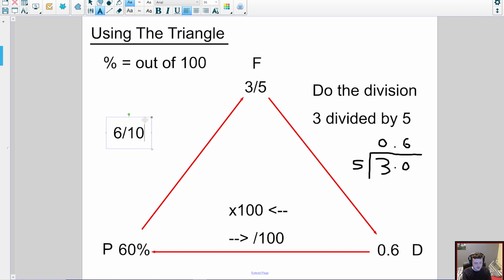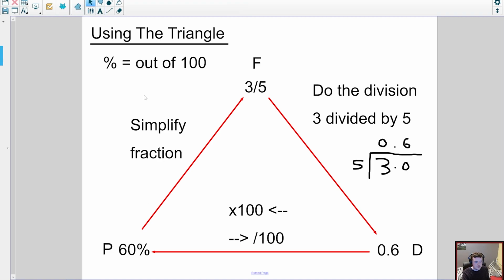And so what we're going to do to get from a percentage to a fraction in words is we're going to simplify our fraction after we turn it into something out of 100. And so that's going to be our answer. Going back the other way, we can do it as well.